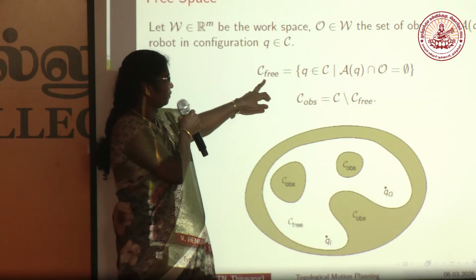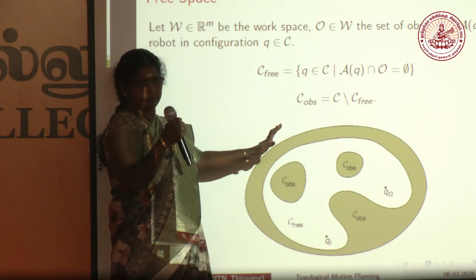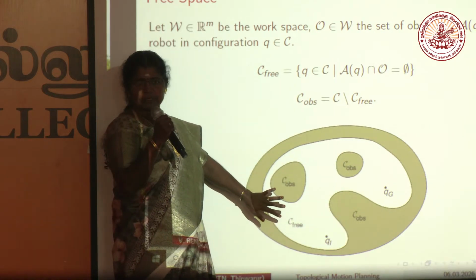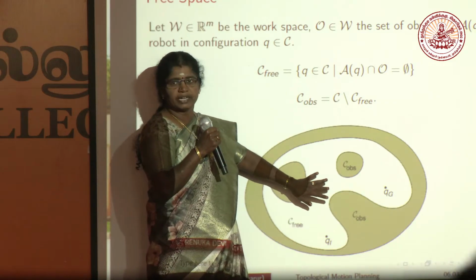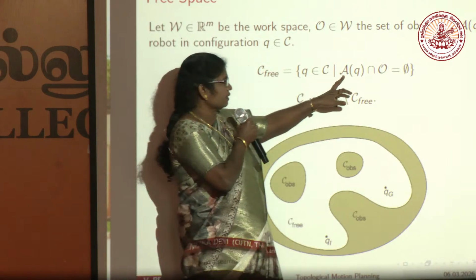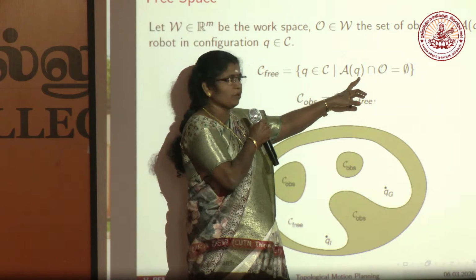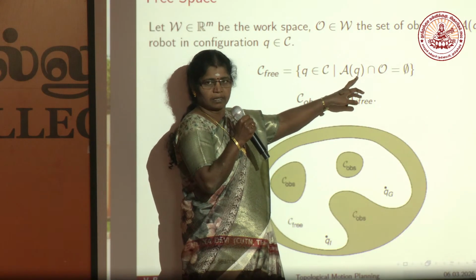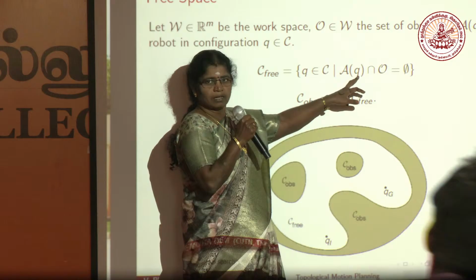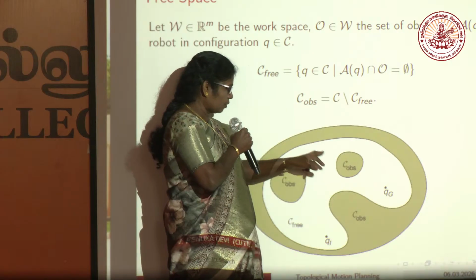Okay, so what is free space? Free space means we omit the obstacles and take the remaining space. These white spaces, the spaces which are shaded in white, are called the free space. So we are removing the obstacles, and A of q is nothing but the configuration of the robot. Where the robot can move, we can move the robot from here only.